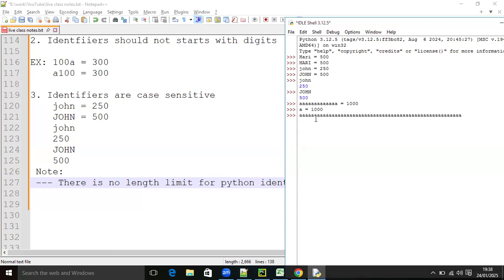We can use them as per your requirement, but it is recommended to use a smaller number of characters, because it will take some time to execute the program. If you give lengthy names, it will take some time, and we may get confused every time, and typing that many characters every time is also somewhat difficult. So it is recommended to give a very small number of characters.